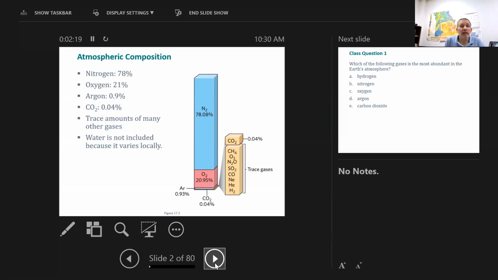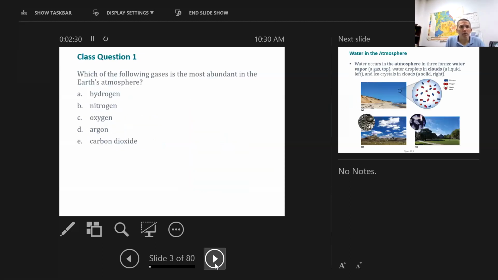Now, what I'm looking at here is dry air. Water in the atmosphere can vary between 0 and 4%, but it's so varied. What we're looking at here is just dry air. So what's the most abundant gas in the atmosphere? At 78%, the answer is nitrogen.